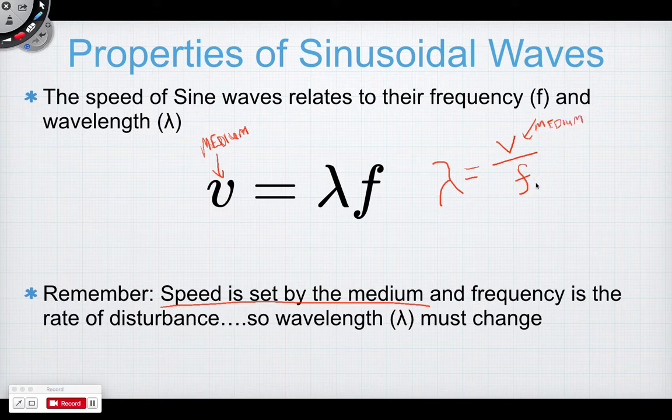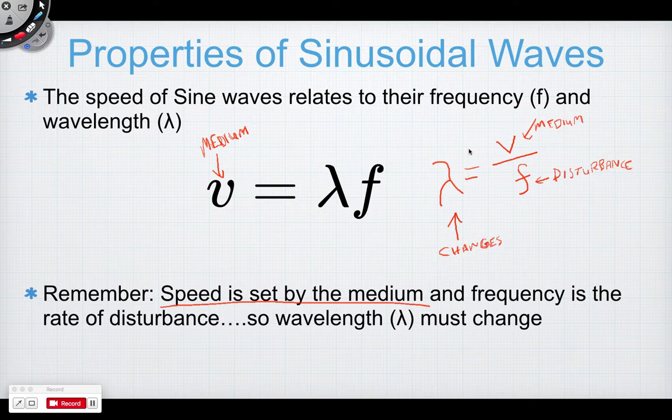Okay? The frequency is set by the disturbance. So, like we had in that basin of water, that disturbance is the rate at which the drops hit the water. That's set by the disturbance. You cannot change that. But what does change in response to these two things, which don't change unless you change the medium or change your rate, is the wavelength. So the wavelength changes. The frequency and the velocity do not, right?